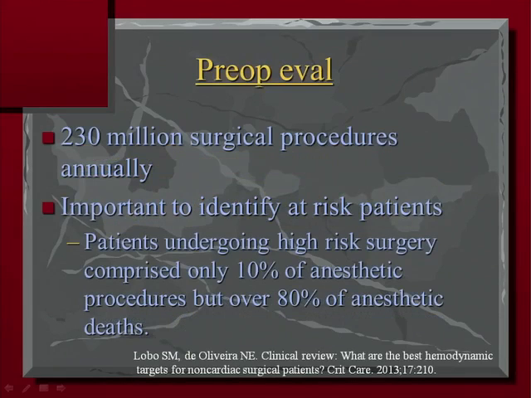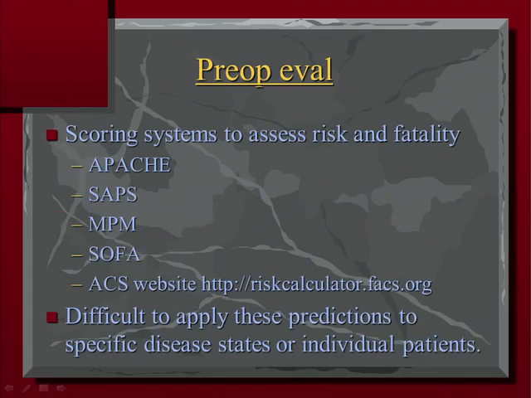Pre-op evaluation is really desperately important with these patients. The take-home message here is that of the 23 million procedures done annually, high-risk procedures and high-risk patients only represent about 10% of the anesthetic procedures, but they represent 80% of the anesthetic deaths. So it's important to know off the bat what your patient's coming in for and how severe they might be.